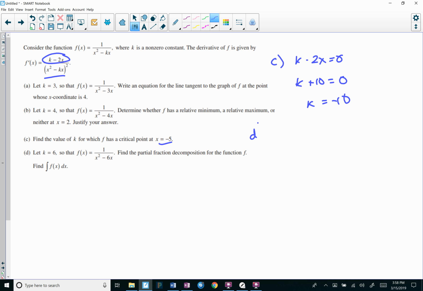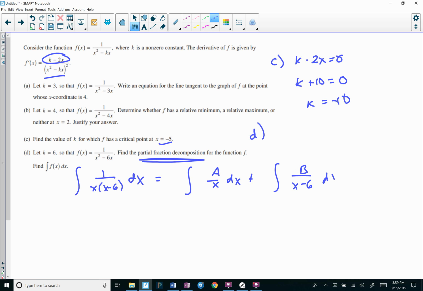Okay, part D. K is 6. Find the partial fraction. Oh, this was easy at 1 point, but it's been a while. So remember that factors, x and x minus 6. That's my integral that I'm working with. I'm going to split that up to be the integral of A over x dx plus the integral of B over x minus 6 dx. Common denominator: A times x minus 6 plus Bx has to equal 1, right? Our numerator. Okay, pick your zeros.